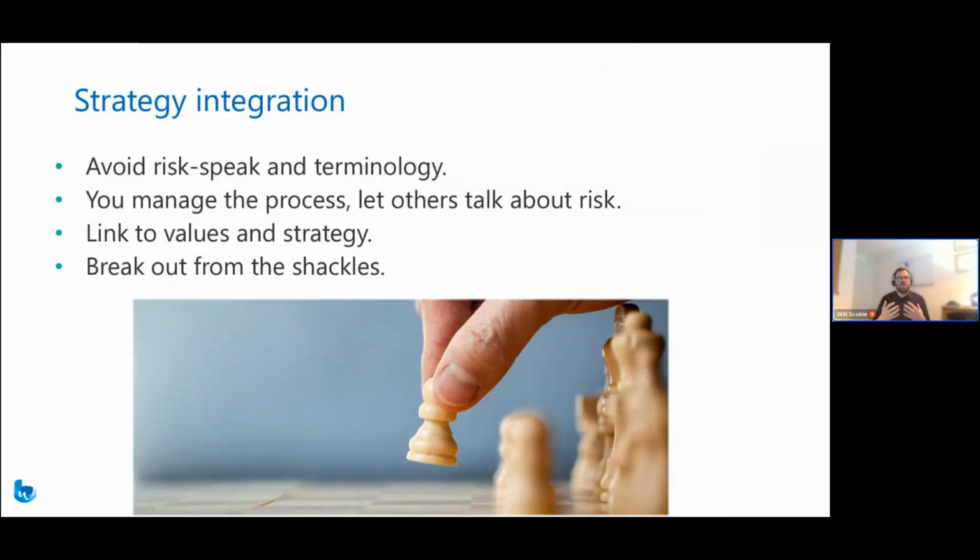So when we talk about strategy integration, I think this is a really important point. I did my MBA a few years ago, and I've known a couple of colleagues working in risk management that have done the same.